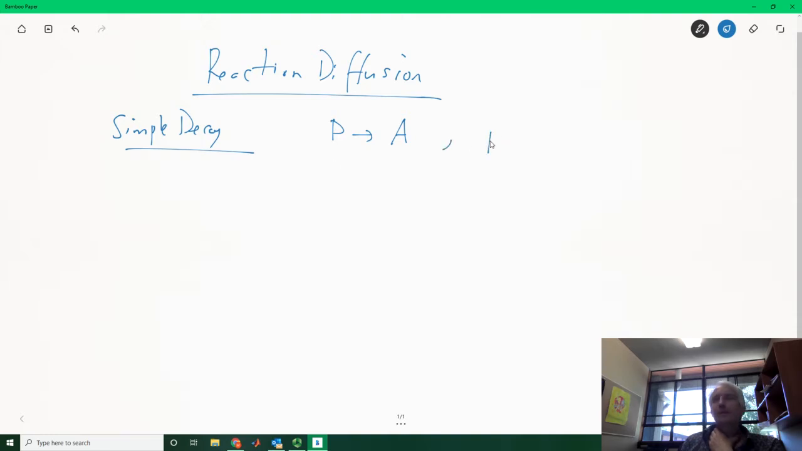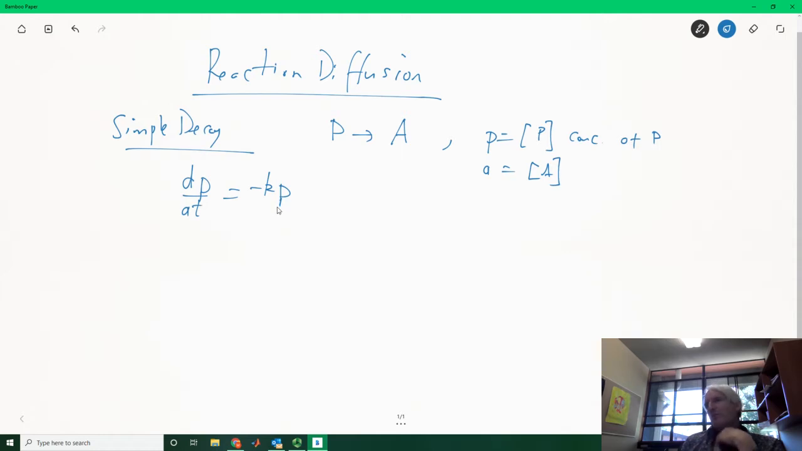But we let P be the concentration of chemical P, big P, and a, little a, is the concentration of big A. So our equation is really simple. It's dP/dt equals minus kP. So it's just like radioactive decay. Spontaneously P turns into A at a rate dependent on the amount of P.